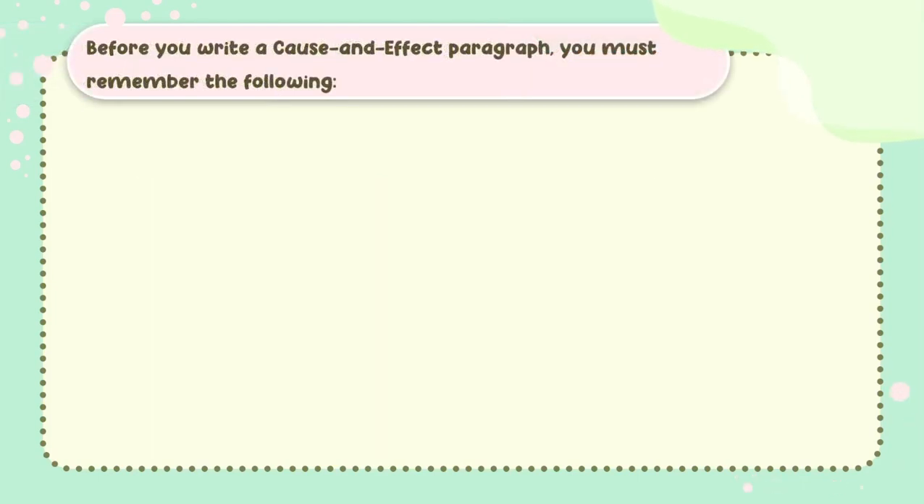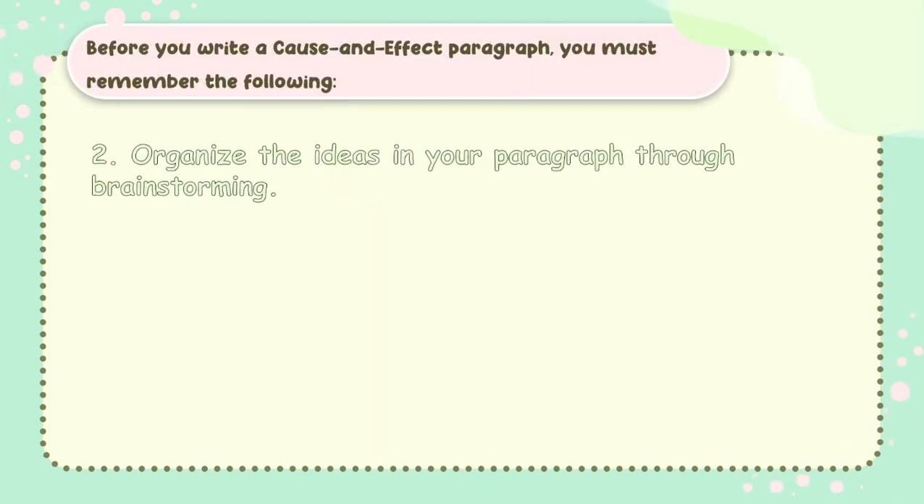Second thing to remember is to organize the ideas in your paragraph through brainstorming. When we say brainstorming, it is when you are thinking to have ideas. Nag-iisip ka ng mga contents to write on your essay. The possible series of causes and effects for the topic that you are writing about. One good strategy for you not to forget your ideas during brainstorming is noting the details or taking down notes.